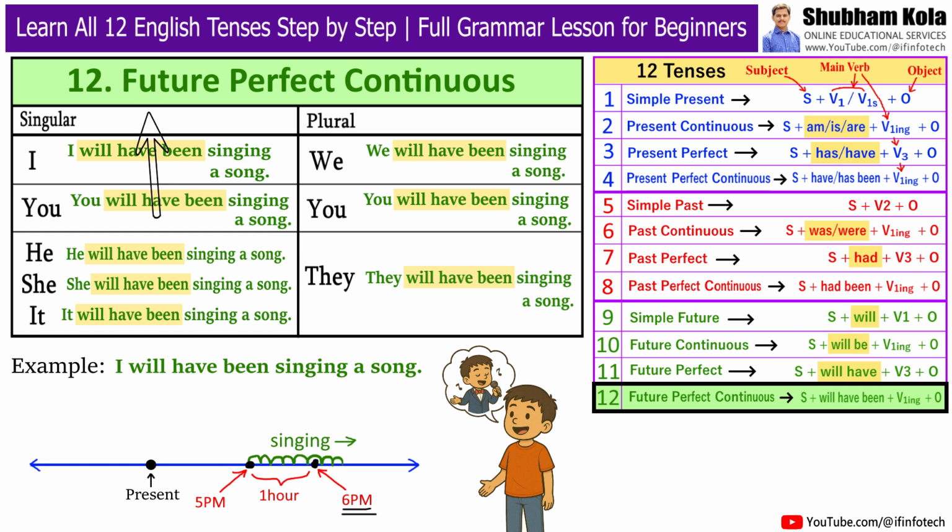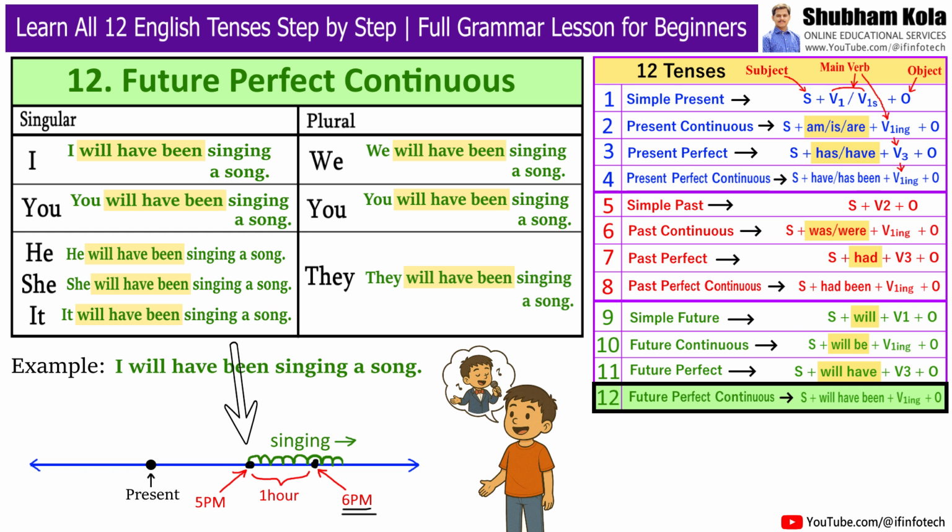This tense is used when an action started in the past or present, and it will have continued for a certain period of time by a specific moment in the future. It shows both the duration of the action and that it will be almost or just completed at the future time. Now we'll take one timeline example to understand this tense.